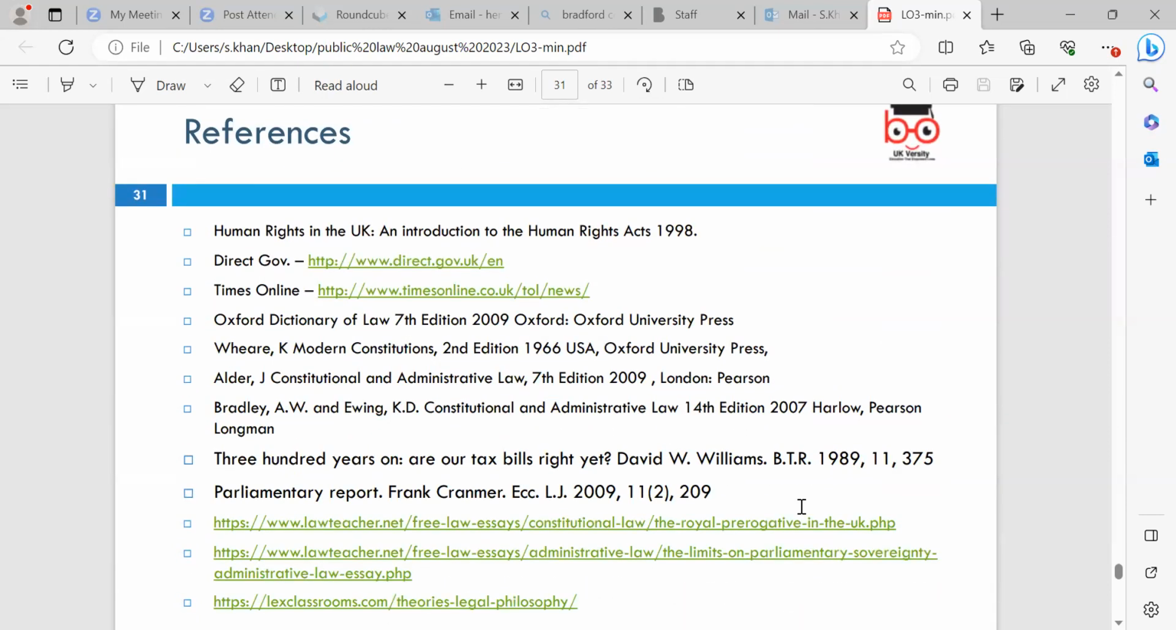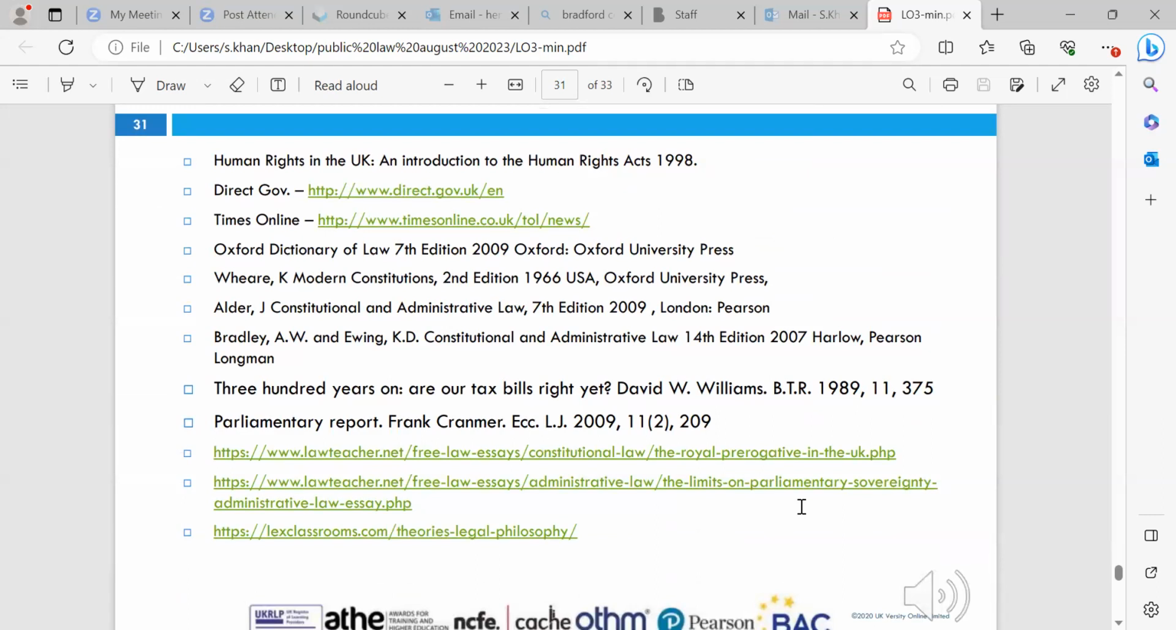So we've finished the session now on Learning Outcome 3, and these are the references that we've used for today's session, which is Human Rights in the UK, an Introduction to the Human Rights Act 1998, direct.gov.uk, Times Online, reviewed the Oxford Dictionary in 2009, Modern Constitution by Wade, Alder, Constitutional Administrative Law, Bradley and Ewing, Constitutional Administrative Law, 14th edition, 300 Years on Our Tax Bills, Right Yet, David V. Williams, 1989, Parliamentary Report by Frank Cranmer, 2009, and these are some of the other internet sources that we've used. Lawteacher.com on the Royal Prerogative, Law Teacher Limits on Parliamentary Sovereignty, lexclassrooms.com Theories and Legal Philosophy.